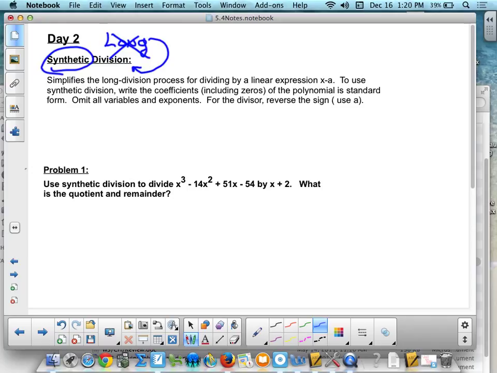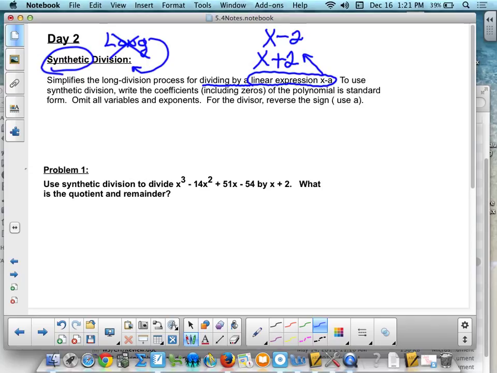It's really quick. It says, synthetic division simplifies the long division process for dividing by a linear expression x minus a. Now, here's what they said. This synthetic will replace long, as long as you divide by a what? A linear expression, which is x minus a. Or better yet, let me write it like this: x minus 2 or x plus 2. That is a linear expression. Why is that linear?